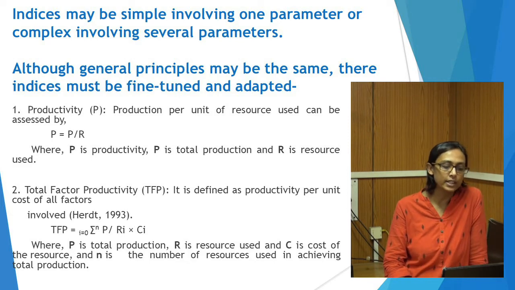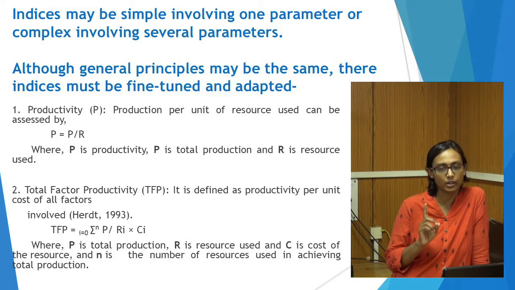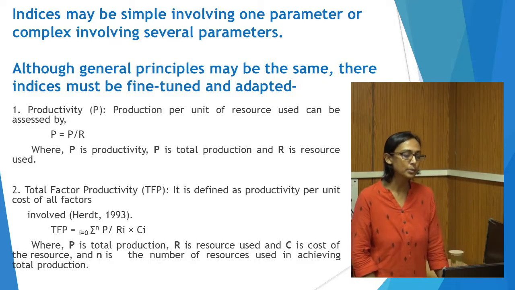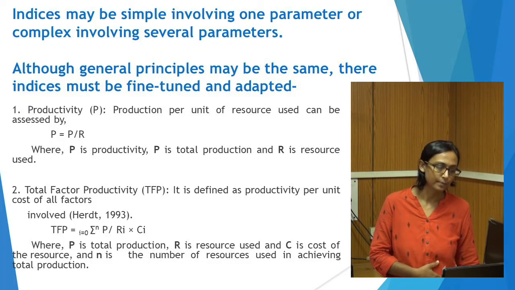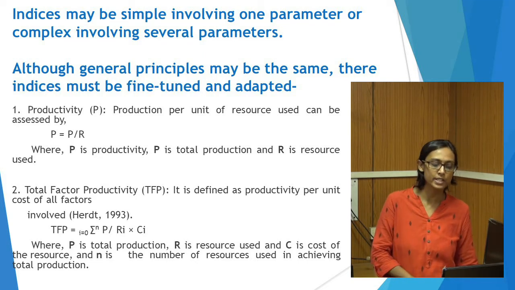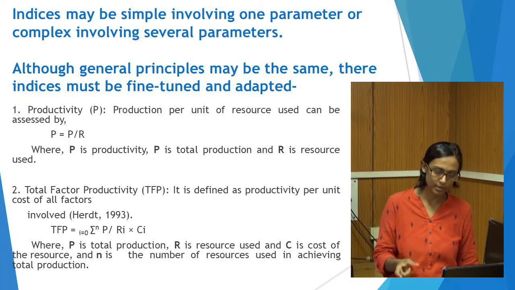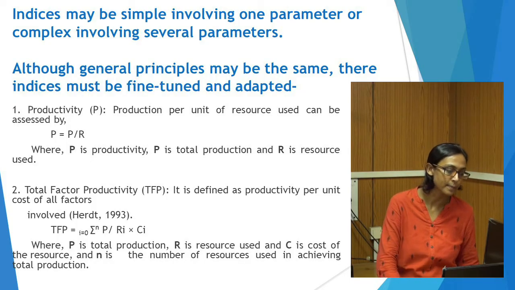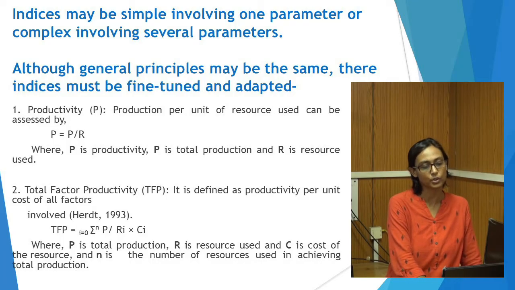The next is total factor productivity. It is defined as productivity per unit cost of all factors involved. In productivity, we were talking about one resource, and when we talk about total factor productivity, we consider unit cost of all factors involved. It was given by Hurt in 1993. Total factor productivity is production divided by resource used and cost. It is the summation over all the n resources used: production divided by first resource and its cost, plus production divided by second resource and its cost, plus third resource and its cost. Production is total production, R is resource used, C is the cost of resource, and N is the number of resources used in achieving total production.